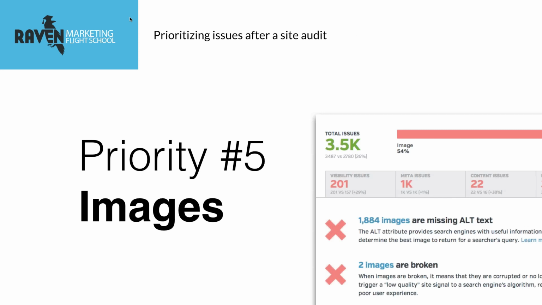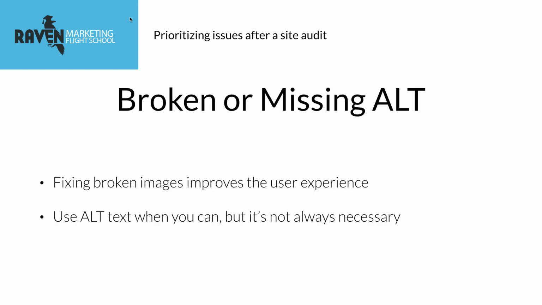So next I look at images, and with images, similar to links, I look for anything that's broken and anything that is missing that alt text. And obviously a broken image is probably going to result in a poor user experience again, and it looks bad on you when something is broken.